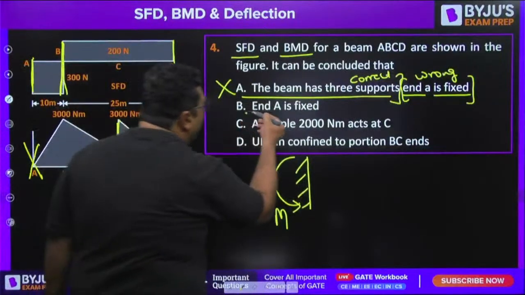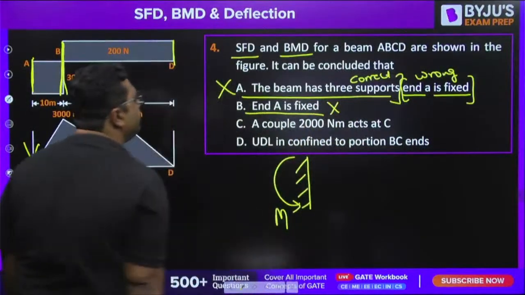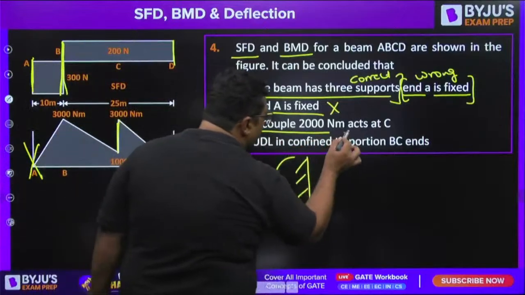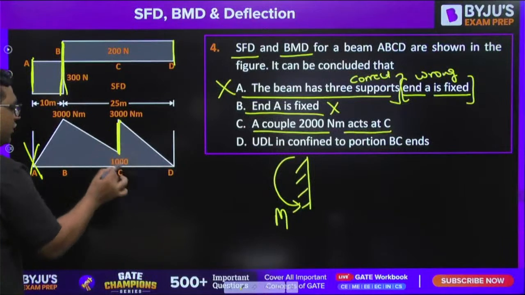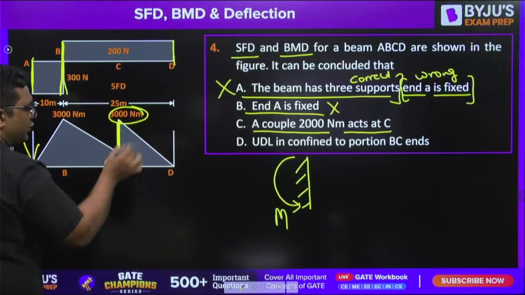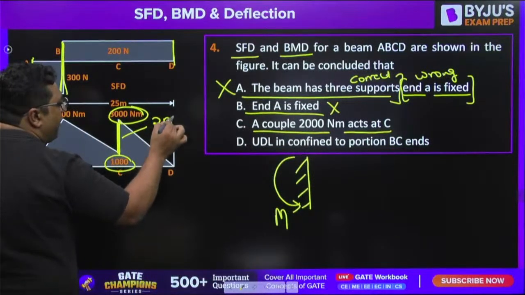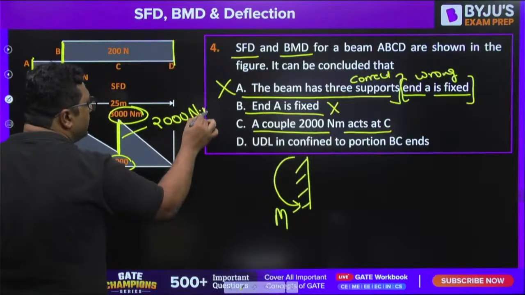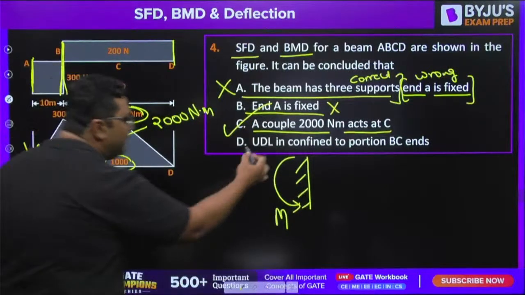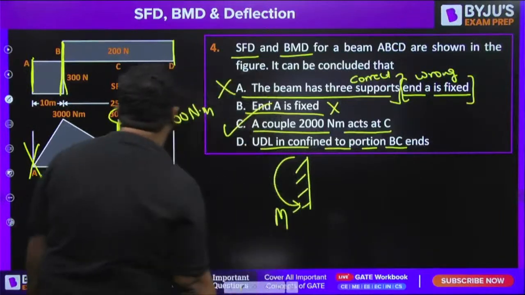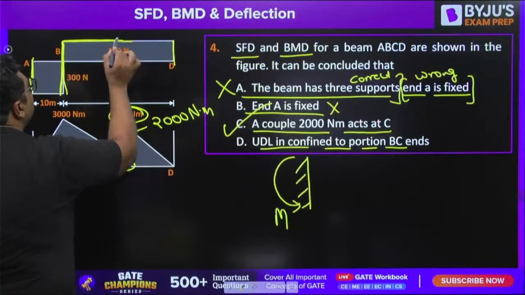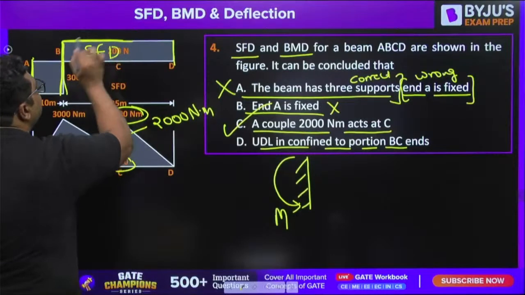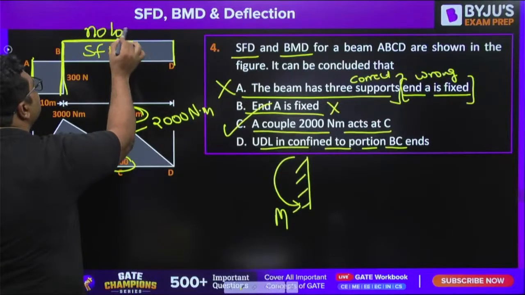Second is, and A is fixed. Obviously this is wrong. A couple of 2000 Newton meter acts at C. Yes, because at C we have a jump from 1000 to 3000. So this is a jump of 2000 Newton meter. C is correct. UDL is confined to portion BC. If you see in BC, you have a horizontal line in the SFD, so it means there is no load during this.